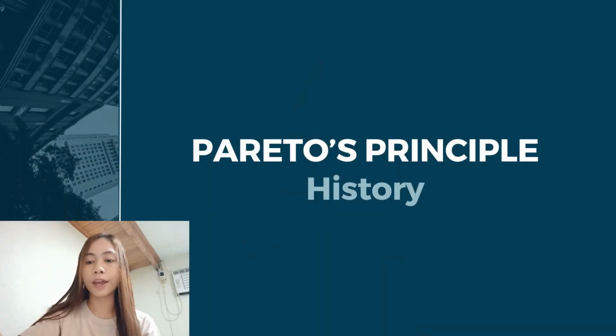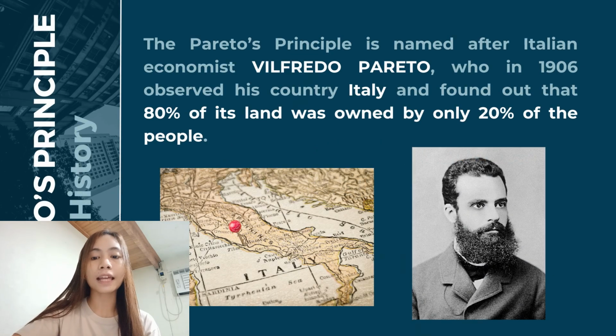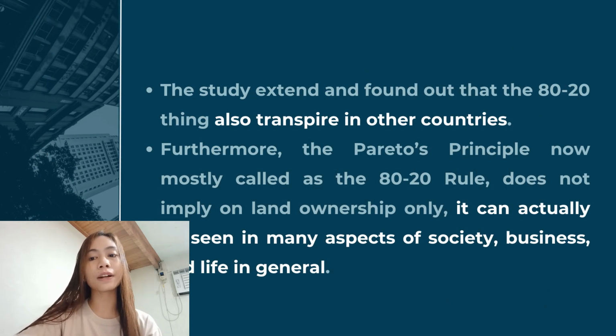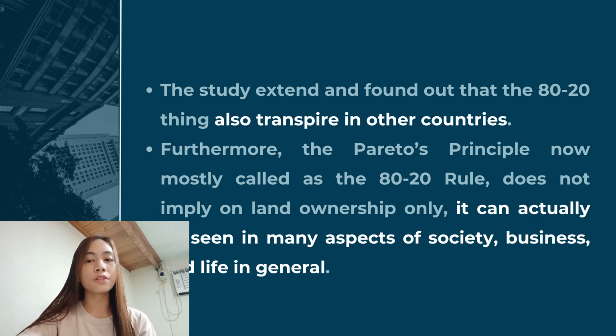So next is the Pareto's principle history. So sabi dito sa PowerPoint, the Pareto's principle is named after Italian economist Vilfredo Pareto, who in 1906 observed in his country Italy and found out that 80% of its land was owned by only 20% of the people. So, sabi pa, the study extended and found out that the 80-20 thing also transpired in other countries. So, the Pareto principle, often called the 80-20 rule, is named after the Italian economist Wilfredo Pareto. So, na-observe na noong 1906 that 80% of the land in Italy was only owned by 20% of the population.